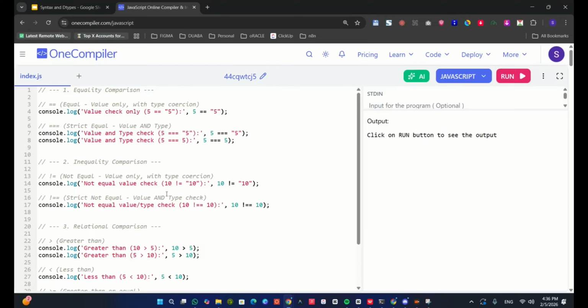Then we have the strict equal. The strict equal checks the value and the data type. So for this example, on line 7, we have 5, which is a number, triple equal sign, and then 5, which is a string. This is going to check the value 5. On the left hand side and the right hand side, both values are 5, but the types are different, so this is going to return false. On line 8, we have 5 triple equals 5. For this part, both operands are from the same data type, so it's going to check the value and also their data type.